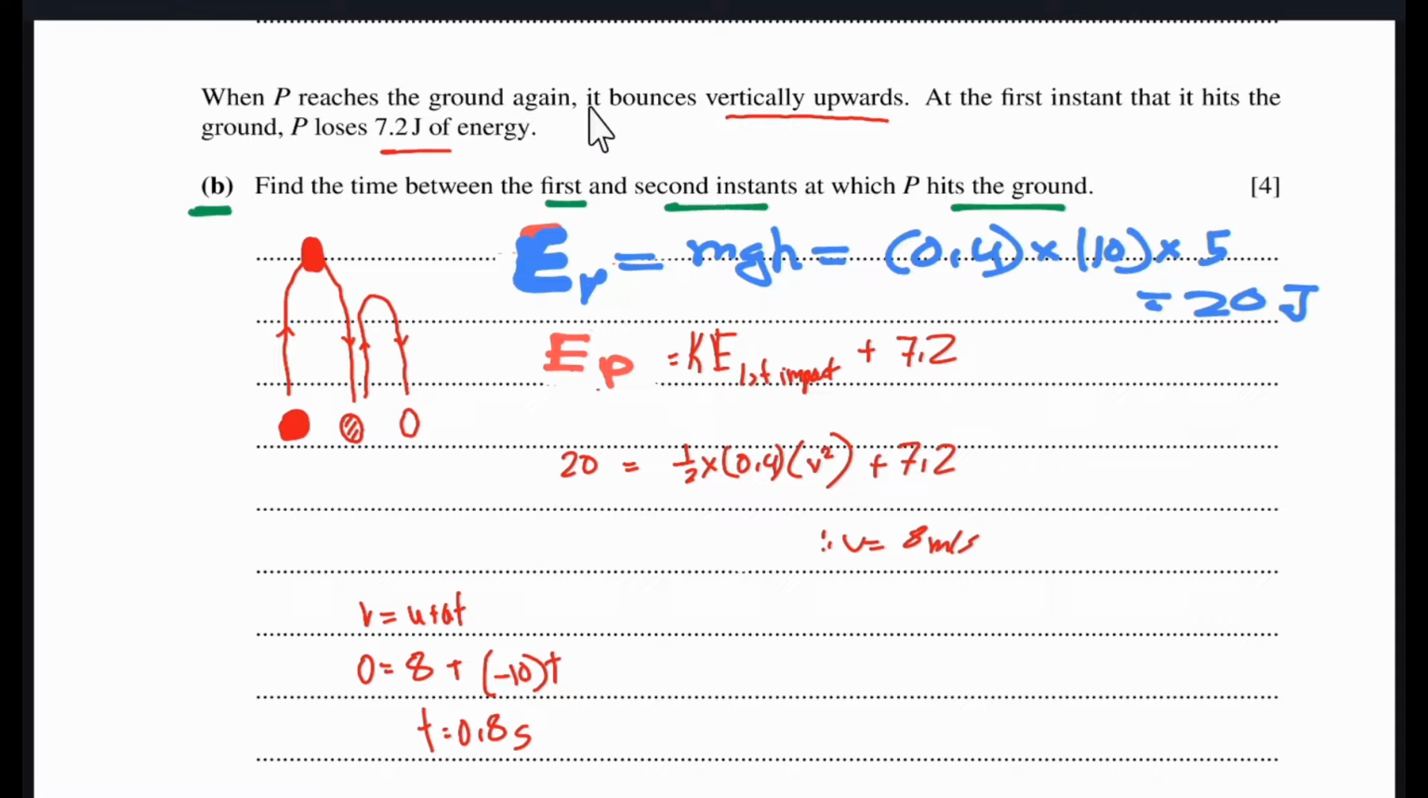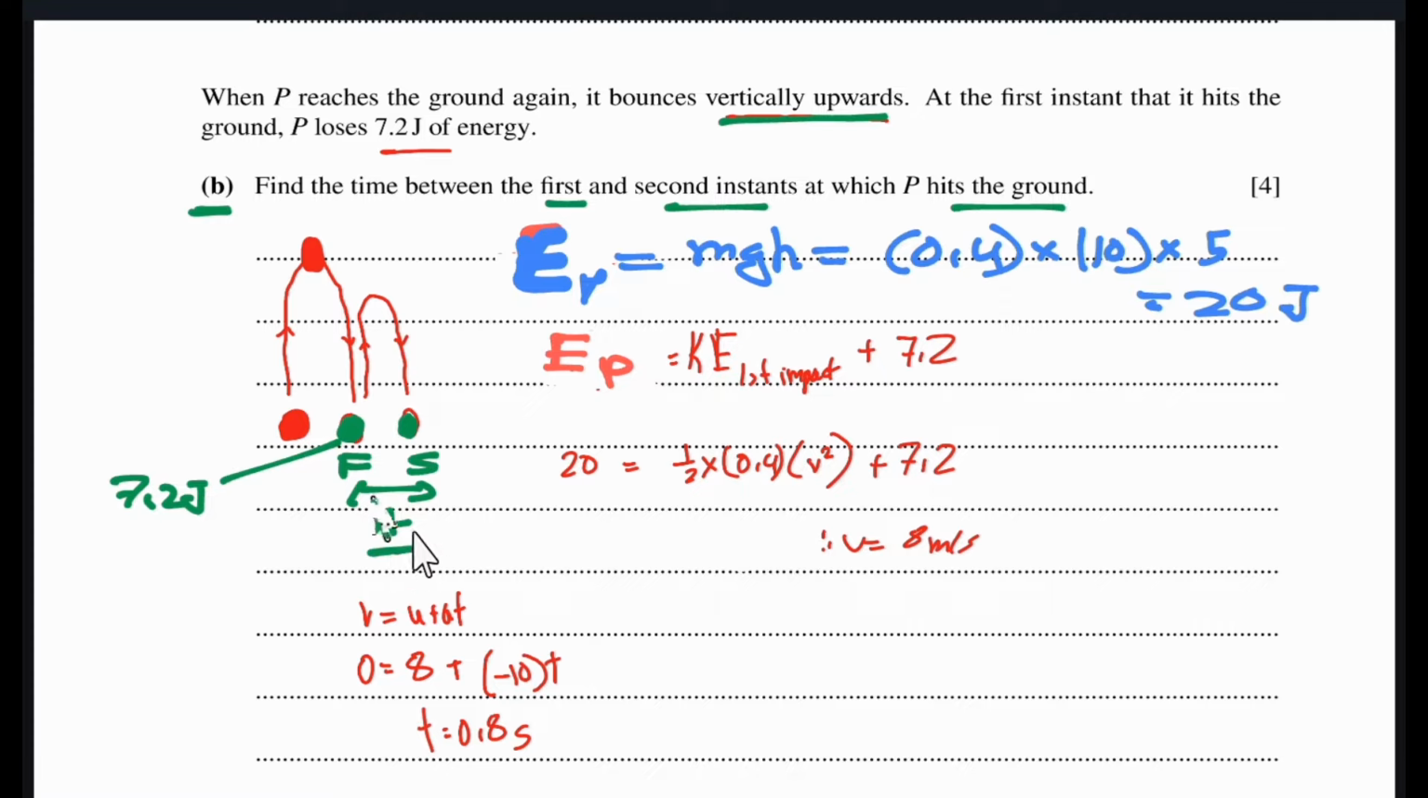When P reaches the ground again, it bounces vertically upwards. So when P reaches the ground again, at this point, it again bounces vertically upwards. At the first instant when it hits the ground, it loses 7.2 joules of energy. Find the time between the first and the second instant at which P hits the ground. So this is the first instant, and this is the second instant at which P hits the ground, and we need to find the time difference, that is the value of t between these two instants.